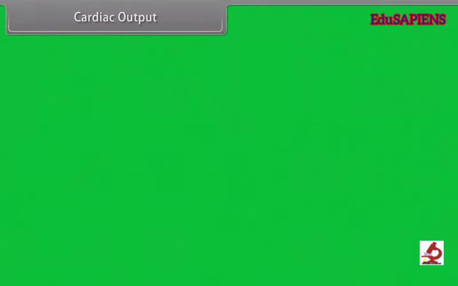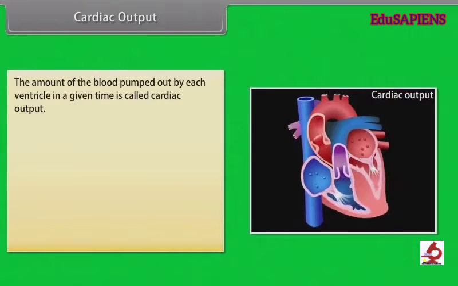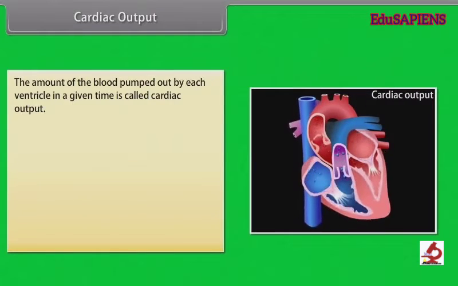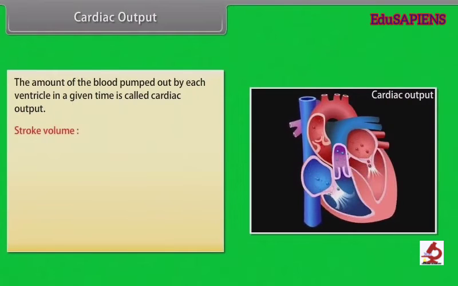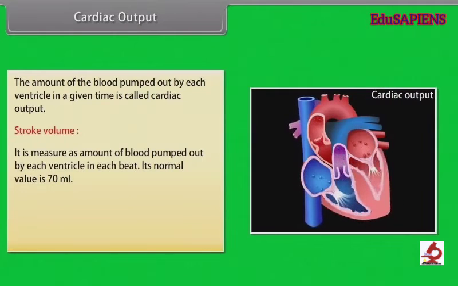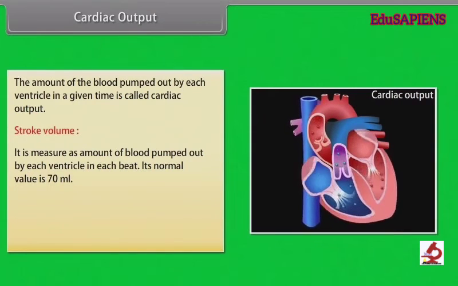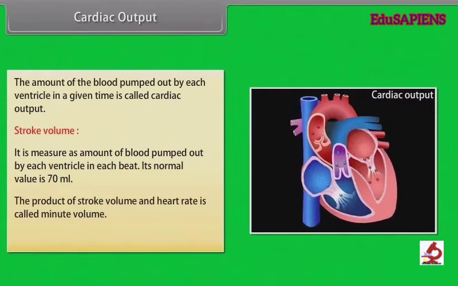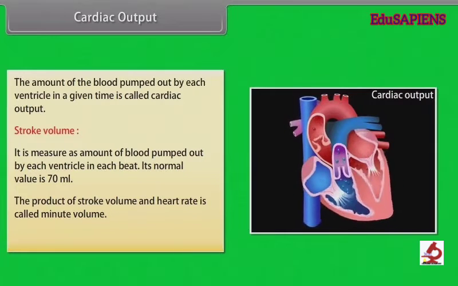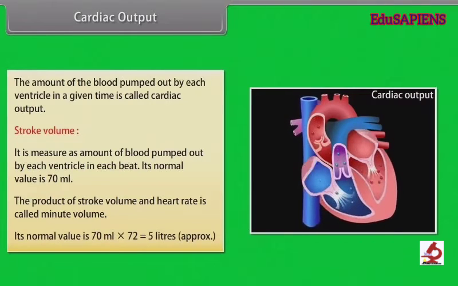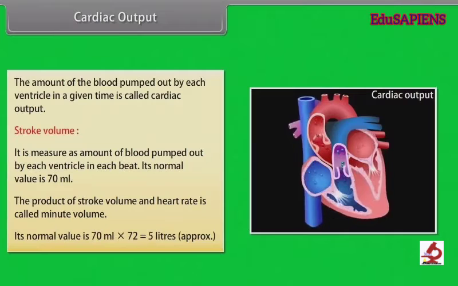Cardiac output. The amount of blood pumped out by each ventricle in a given time is called cardiac output. Stroke volume. It is measured as amount of blood pumped out by each ventricle in each beat. Its normal value is 70 milliliter. The product of stroke volume and heart rate is called minute volume. Its normal value is 70 milliliter into 72 equals 5 liters approximately.